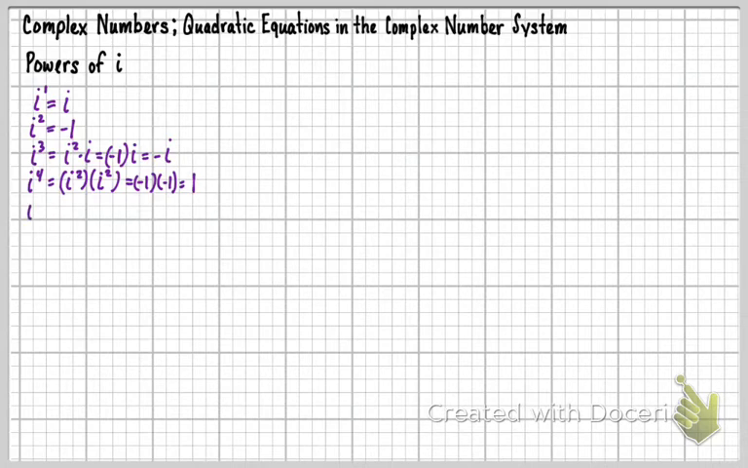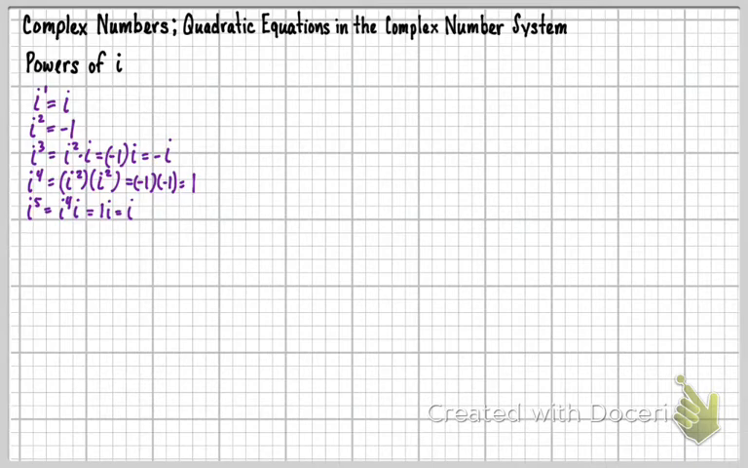Now i to the fifth is going to equal i to the fourth times i. Because it's really i to the 1, and 4 plus 1 is 5. Because when I'm multiplying, it's adding exponents. So i to the fourth is actually 1. So this is really 1 times i. So it's just i.